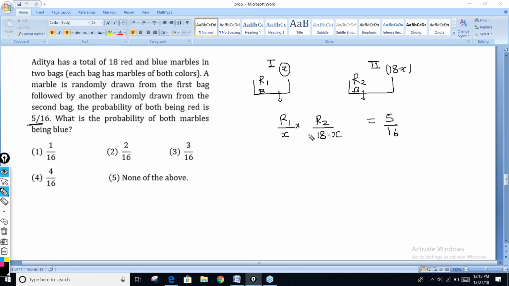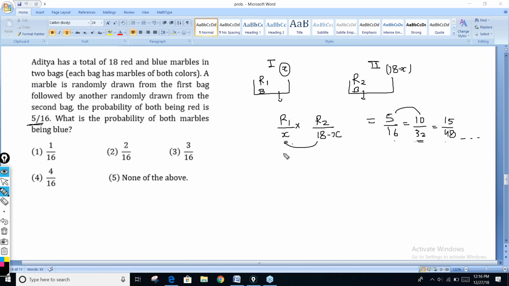Now, what we need to do, rather than making it an equation, is break X and 18 minus X in such a manner that the denominator comes out to be 16 or a multiple of 16. If it comes out to be 10 by 32, then also I can write it as 5 by 16. If it comes out to be 15 by 48, then also I can write it as 5 by 16. So this product can be either 16 or 32 or 48 or any multiple of 16. So let's check what the possibilities are.